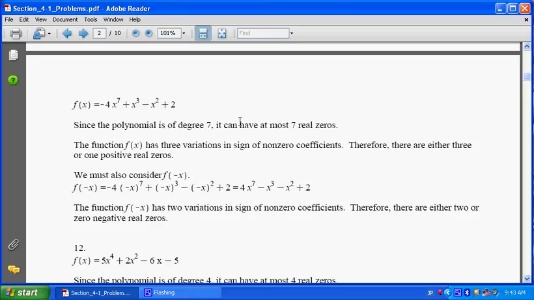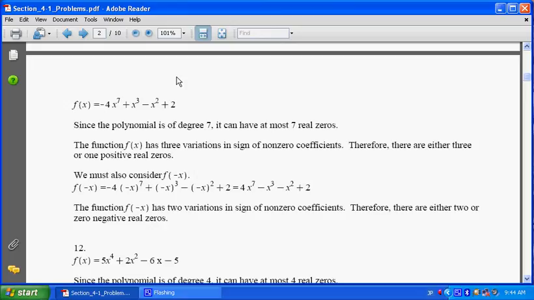Okay, for the next part, you have to use Descartes' rule of signs, and that appears on page 241. To do that, you count the variations in sign of the non-zero coefficients of the polynomial. So, for example, the first variation in sign, it goes from negative to positive here, so that's one variation in sign. It goes from positive to negative here, so that's another variation in sign. And finally, it goes from negative to positive here, so that's 3 variations in sign total of f of x. So the function f of x has 3 variations in sign of non-zero coefficients.